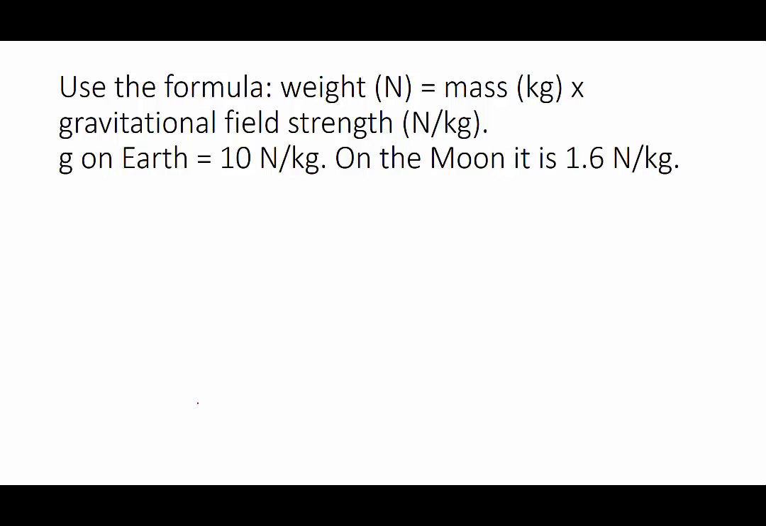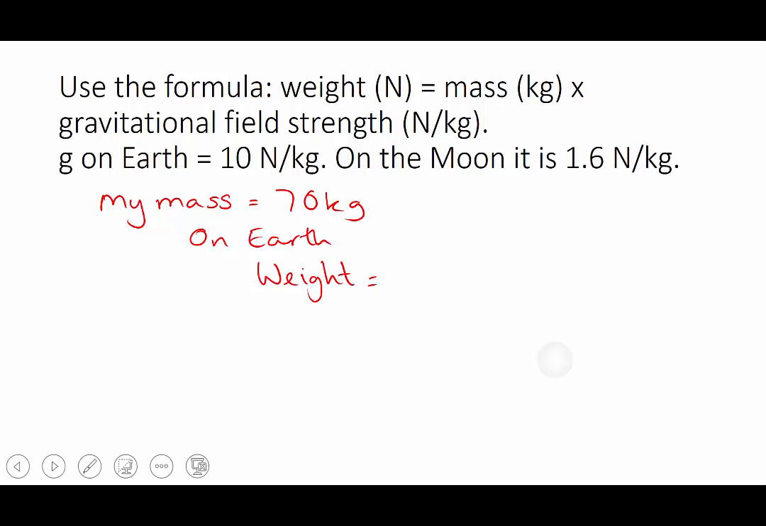So you need to be able to calculate your weight using the equation weight equals mass times gravitational field strength. And on Earth, the gravitational field strength is 10 newtons per kilogram. On the moon, it's 1.6. So if I have a mass of 70 kilograms, then on Earth, my weight is going to be 70 times 10, which gives me a weight of 700 newtons.